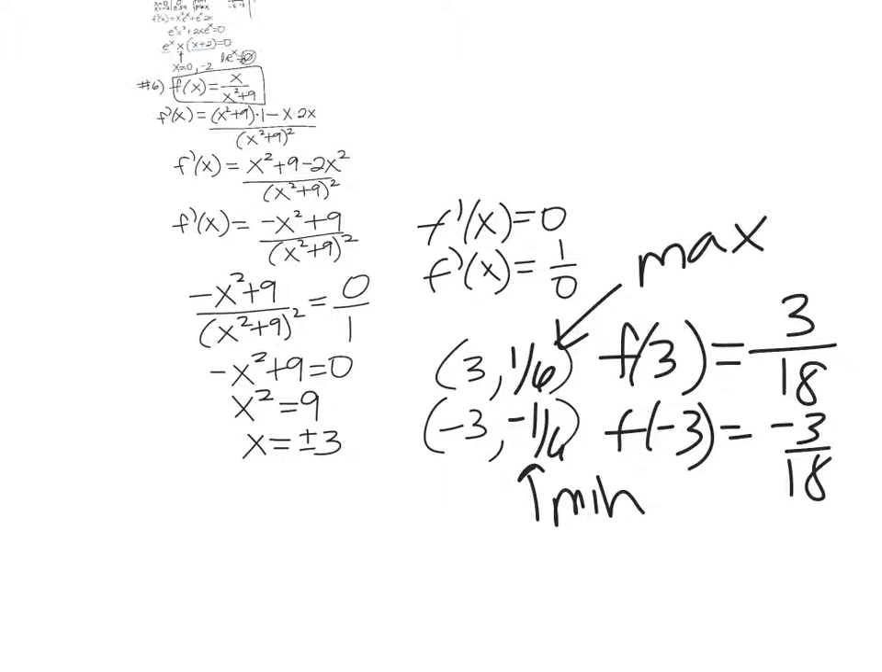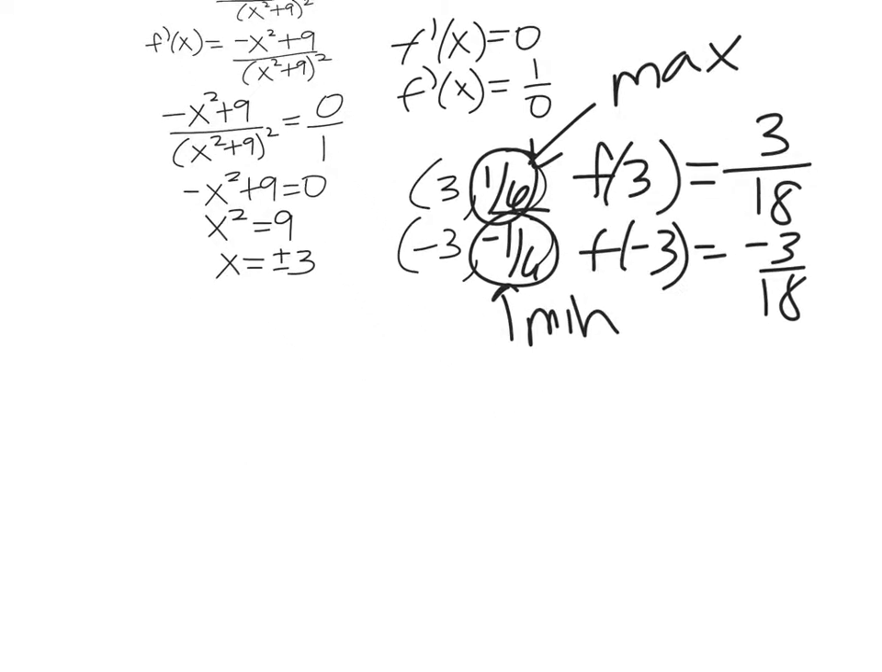How do you know that? Because 1/6 is bigger than -1/6 for the y value. Now, let me graph this one for you so that you can see it. X divided by x squared plus 9. Okay. I know it's 1/6. So it's going to be super small, huh?